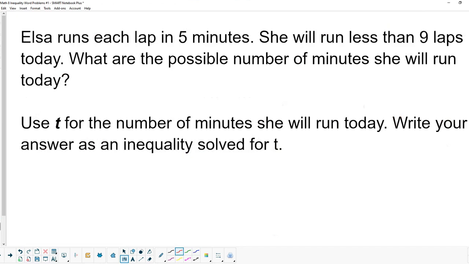Okay, Elsa runs each lap in 5 minutes. She will run less than 9 laps today. What are the possible numbers of minutes she will run today? So we know that for each lap she runs, she can run it in about 5 minutes, right? So 5 minutes per lap. But she's going to run less than 9 laps. So the question is how much time could she possibly run as an inequality?